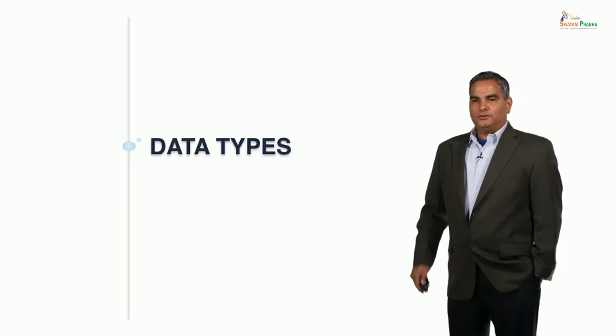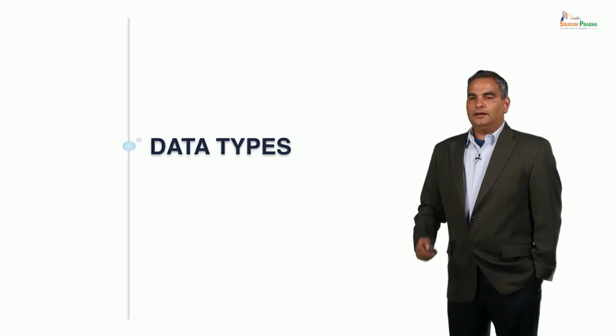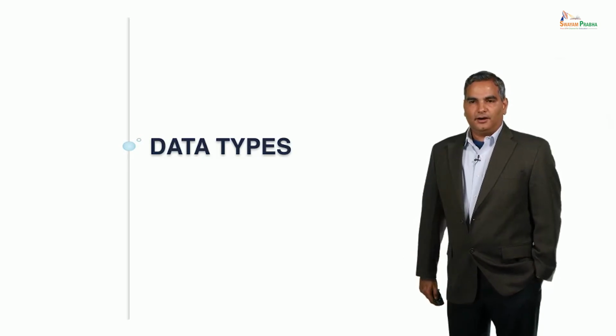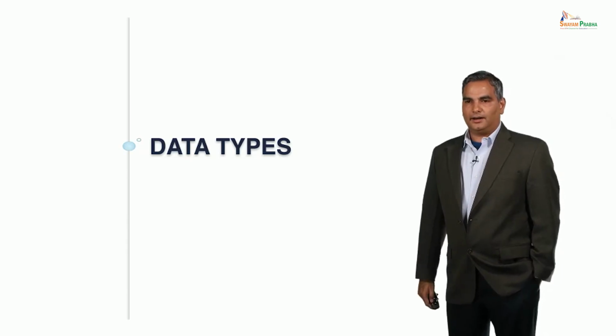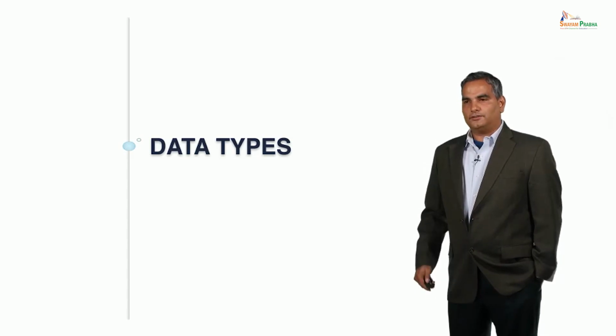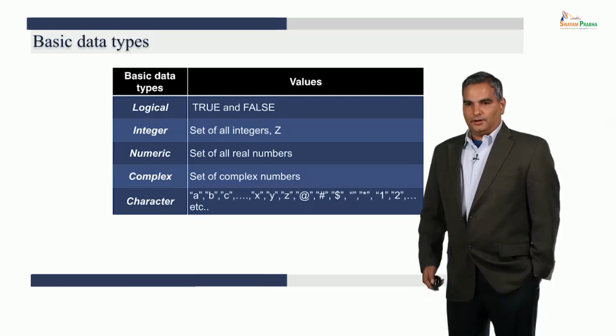So in the last module, we saw how you open R files and work with them. The key aspect of R is handling data. So what we are going to do in the next module is to look at the types of data that R can handle and how you process those data and work with them. The basic data types are the following.